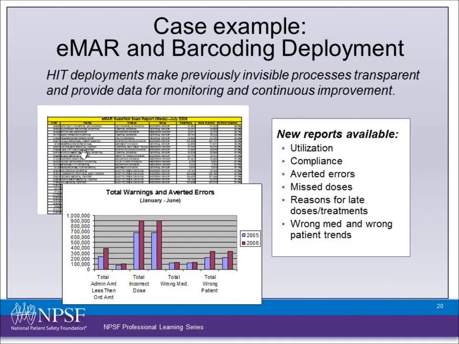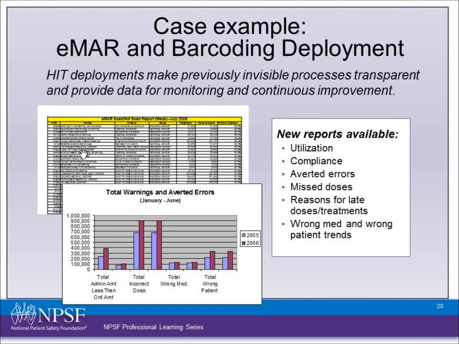One of the things that happens with HIT deployments is it makes previously invisible processes very transparent, and it provides a lot of data for monitoring and continuous improvement. These are just a couple of examples of the types of reports that we get out of our EMR and barcoding technology. At the very beginning, our CNOs were very overwhelmed with the amount of data that was coming out of this.